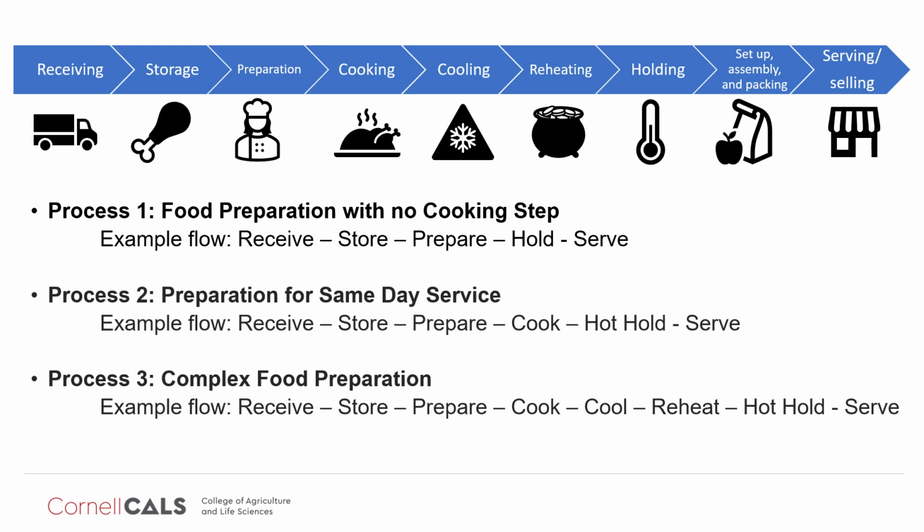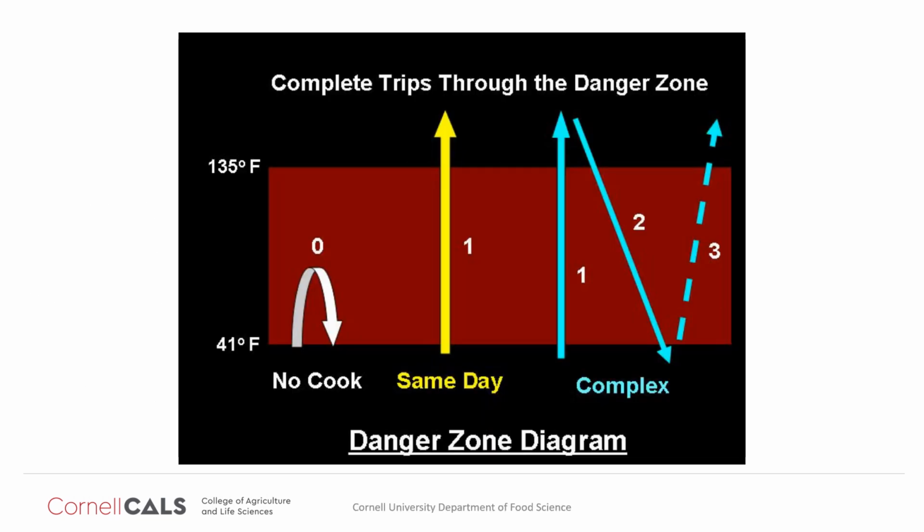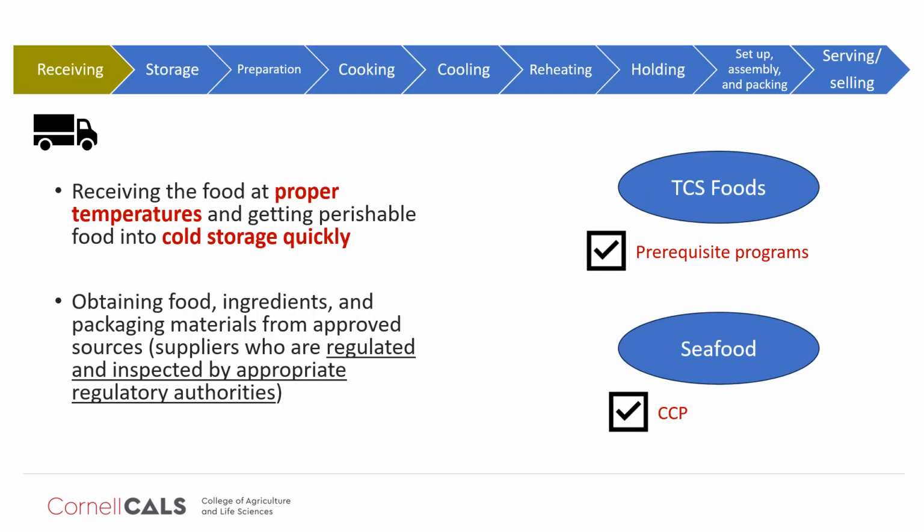There are three general types of dishes and processes that are performed in food service and retail establishments that will most often determine how CCPs are established. Process 1, food preparation with no cooking step. You receive the ingredients, store them, prepare without cooking, and after cold holding, serve it. Process 2, preparation for same-day service. Receive, store, prepare with cooking, and after it is hot held, it is served. And finally, process 3, more complex food preparation, where after cooking, the food is cooled and reheated for hot holding and serving at a later time. The temperature profile, potential for microbial growth, activity, survival, and toxin production, as well as risk, is different for each. They cross the temperature danger zone either never, once, or 3 times during the process, which makes a big difference in the risk profile. So we start with receiving of ingredients and food.